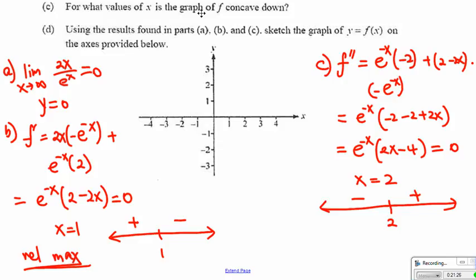But we are looking for the area where we have negative concavity. So negative concavity is when x is less than 2. Alright, so let's go for part D. Using the results from parts A, B, and C, we'll sketch the graph on the axis provided. So here we have negative 4 to positive 4.